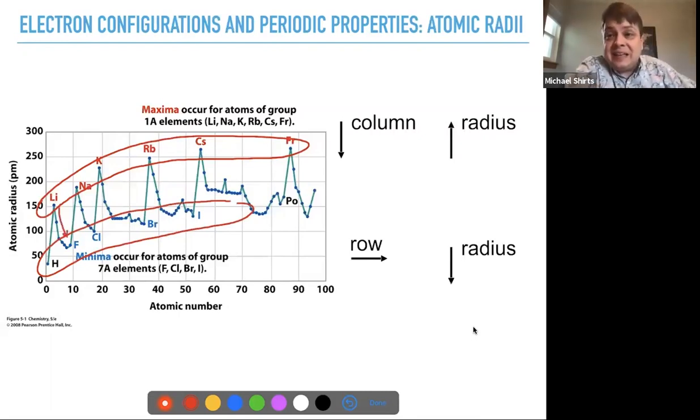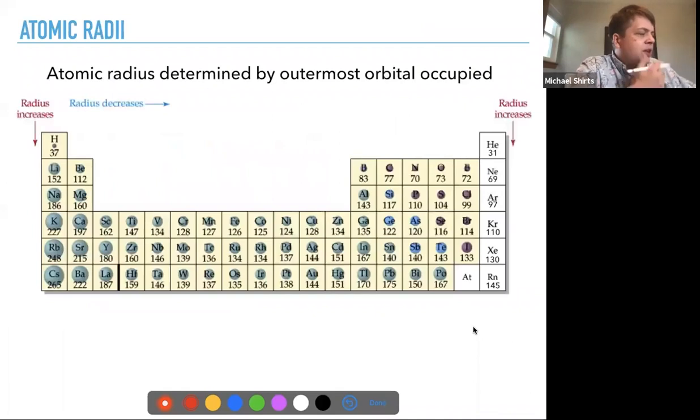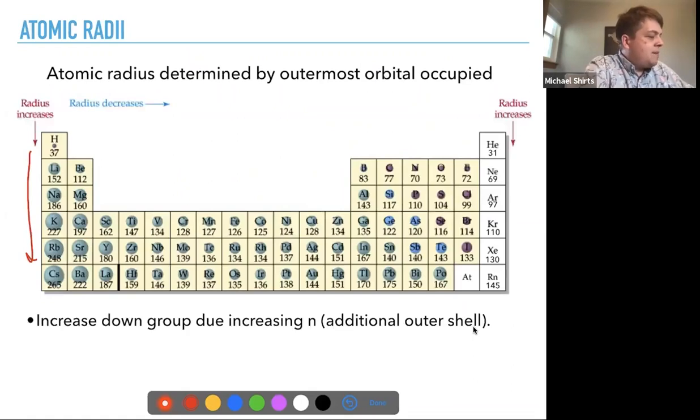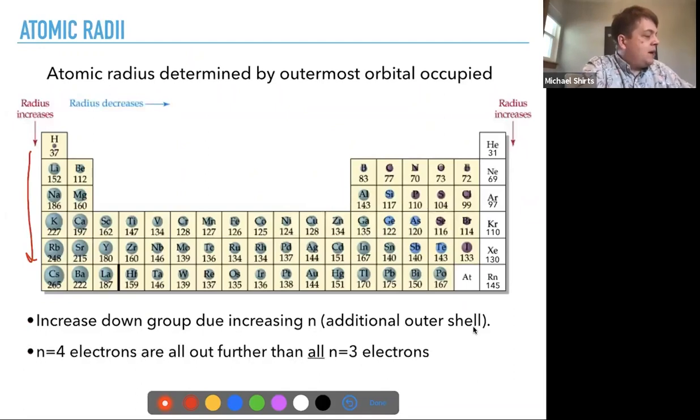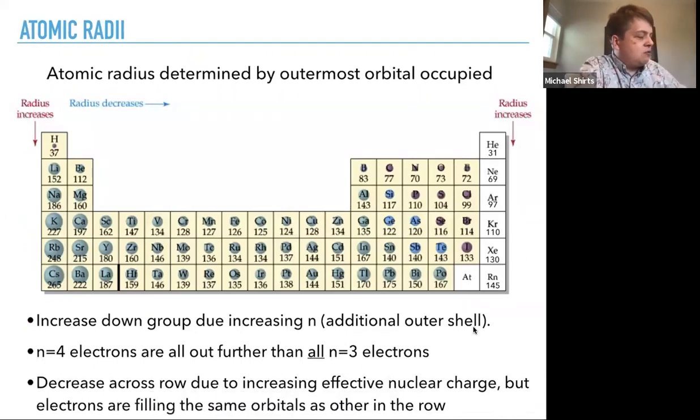Okay, but then the other trend you notice is that as you go across a row, the radius goes down. Now this is a little less intuitive because you're adding more protons and more electrons, and yet the size is going down. Why is that? So the atomic radius is determined by the outermost orbital occupied. So, as we said before, as you go down, everything increases, no matter what row you pick. It increases going down due to increasing n, you get an additional outer shell. So the n equals 4 electrons are all out further than all n equals 3 electrons. The decrease across the row is due to the increasing effective nuclear charge, but electrons are filling the same orbitals as each other in the row.